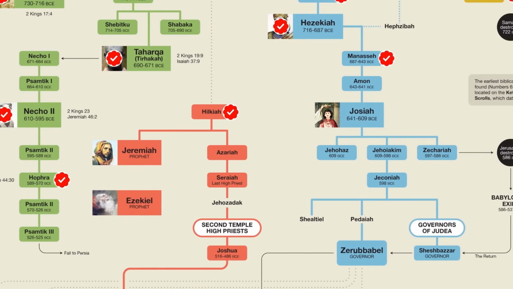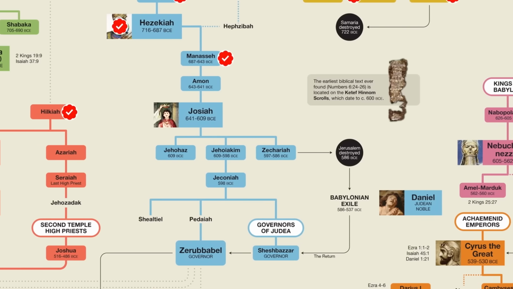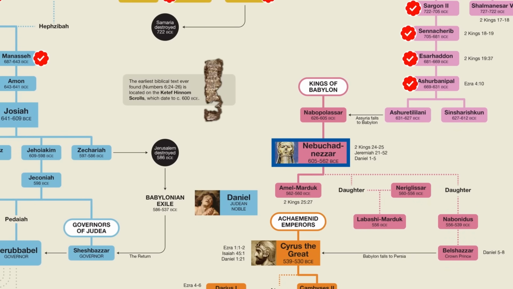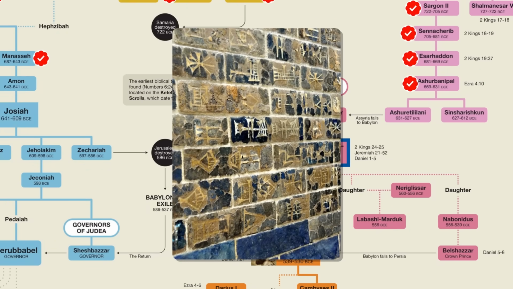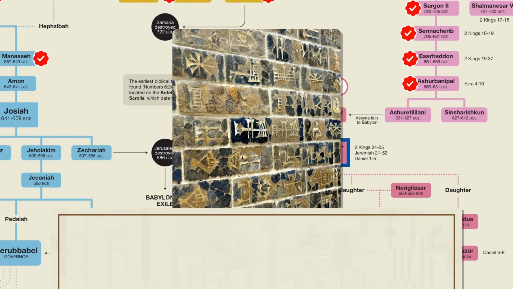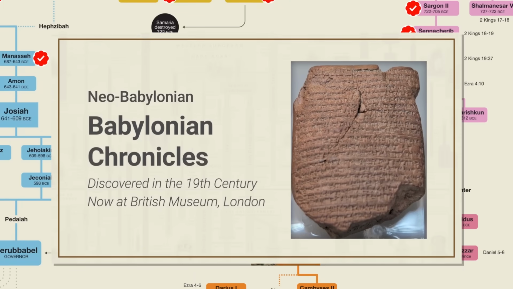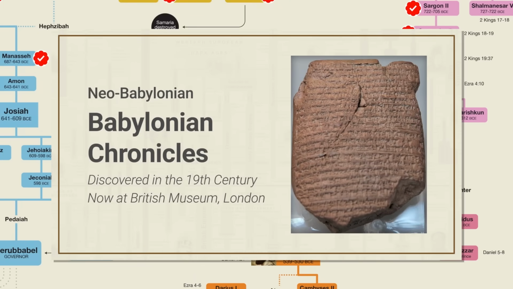Which brings me to the most famous foreign ruler mentioned in the Bible, Nebuchadnezzar, king of Babylon. His name, of course, appears in the book of Daniel, but it also shows up in 2 Kings and Jeremiah. And we have several archaeological artifacts that provide evidence for his existence, such as the inscription plaque found on the famous Ishtar Gate, which Nebuchadnezzar had built in Babylon, but which is now located in Berlin, as well as the Babylonian Chronicles, recorded on a series of clay tablets.